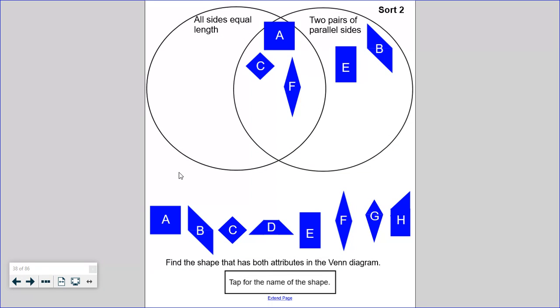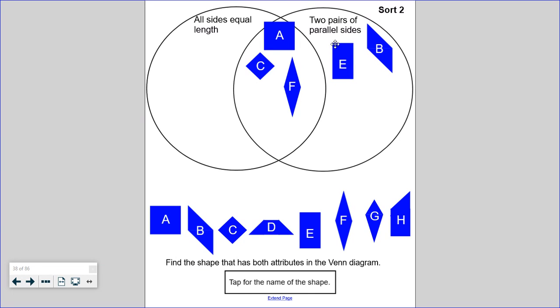Okay, so let's begin to compare and contrast some shapes using this fun little Venn diagram. You hopefully have used Venn diagrams before. It's a way that we show the ways things are alike and ways things are different. So in this Venn diagram, this circle here represents shapes where all sides are equal lengths. This circle represents shapes that have two pairs of parallel sides. And then where they intersect here are shapes that belong to both categories.